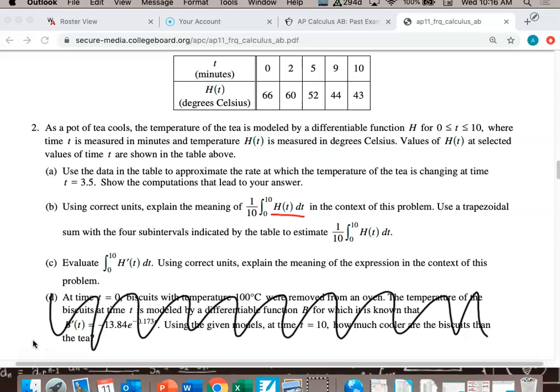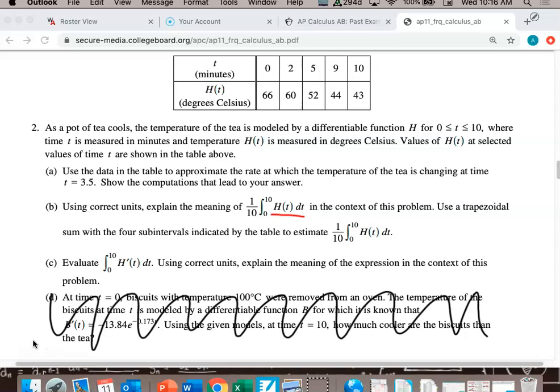All right. Last part. Integral from 0 to 10 of h prime. This is just a straightforward integral. So you do the antiderivative of h prime, which is h, from 0 to 10. So this is just h of 10 minus h of 0. 43 minus 66. You get negative 23. Using correct units, explain what this means.